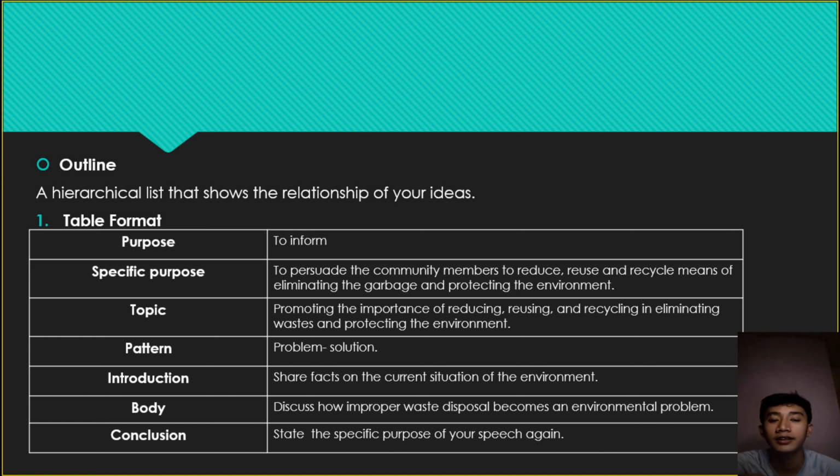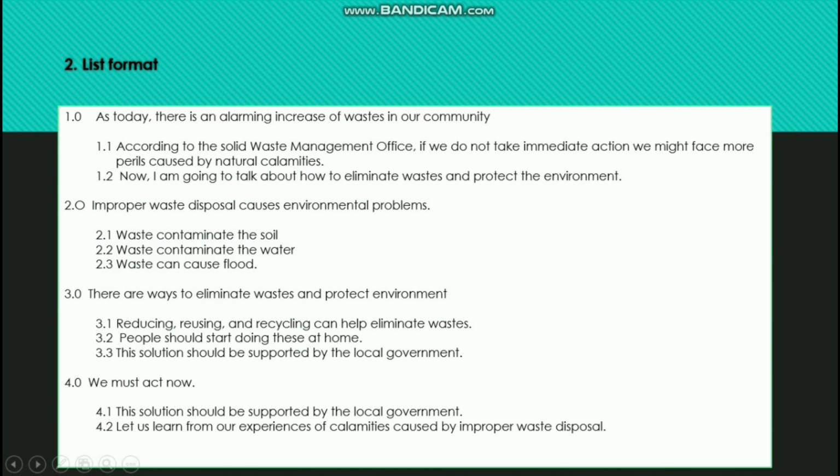The body symbolizes or represents the whole of your paper. And the body of your paper supports the main point of your paper. And the conclusion is the last part of something, its end or result. List format is a format suggested in writing the outlines of your speech. Here's an example of list format.